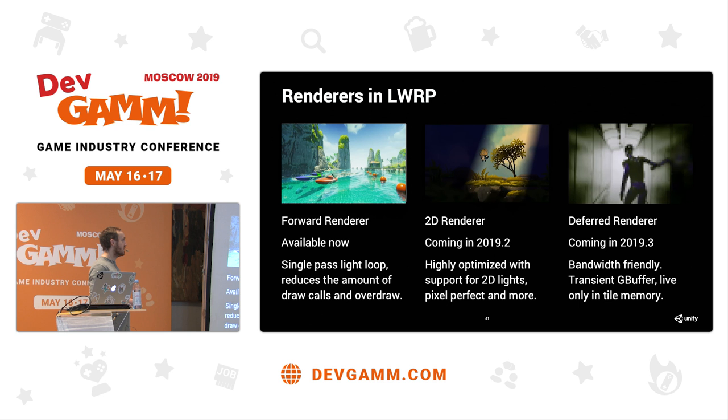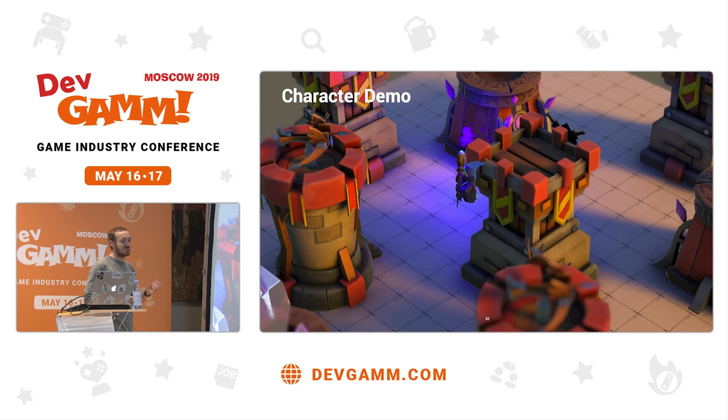Cool. So I want to show you now how we can create a custom pass using Shadergraph and inject it into Lightweight Render Pipeline to create a cool effect where once these little characters go behind a turret, they've got a dither effect.